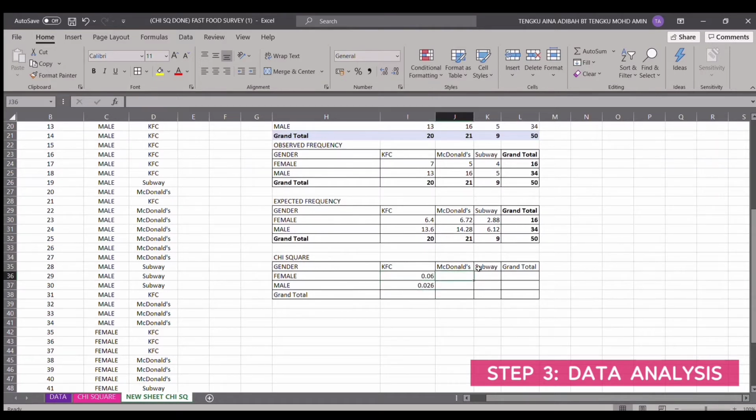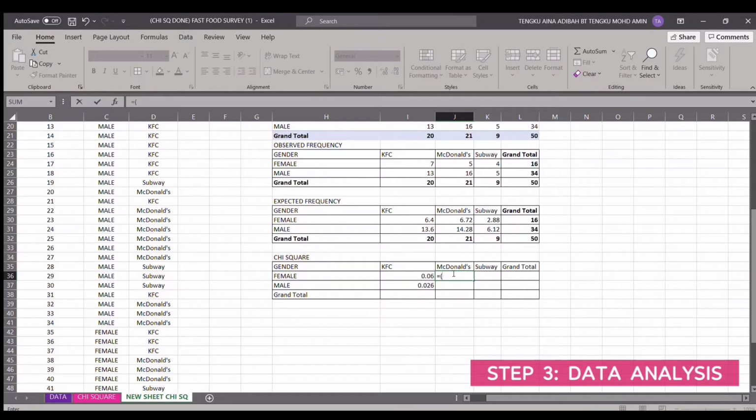So based on all of this, it is the same, except the expected frequency is specific. For example, this one is McDonald's female, so we take the observed frequency of McDonald's female, minus the expected frequency of McDonald's female also, and then square. After that, we divide by the expected frequency of McDonald's female again. So that is the formula of the chi-square.